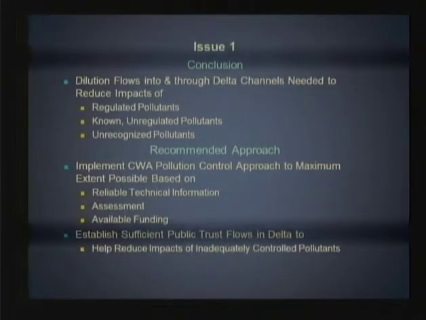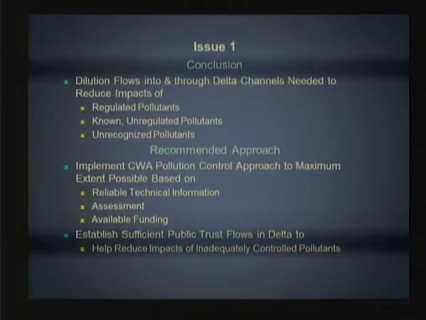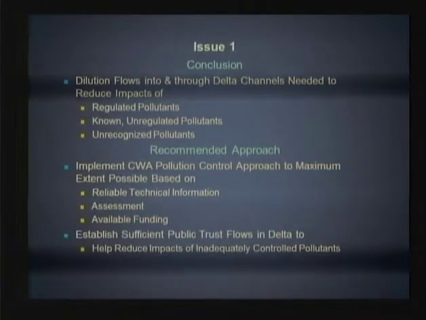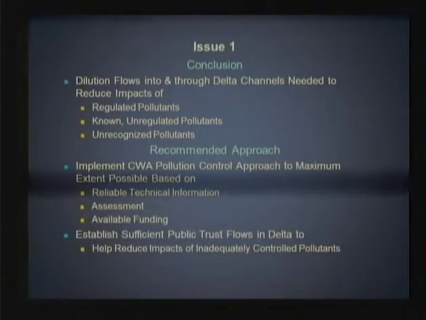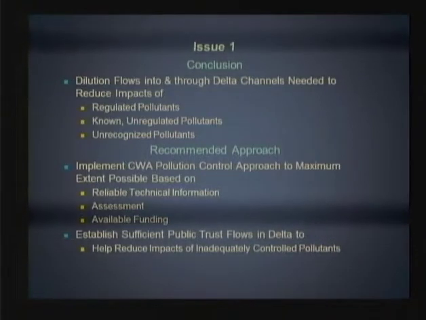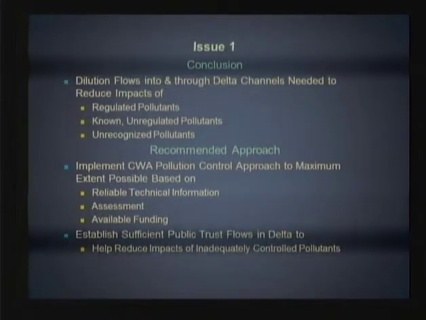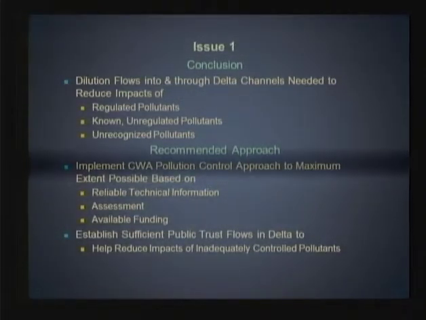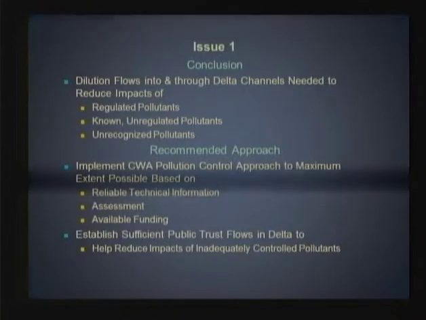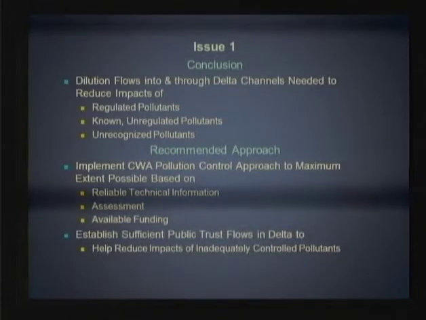So, issue one, conclusion. Dilution flows into and through Delta channels are needed to reduce the impacts of regulated pollutants, known unregulated pollutants, and unrecognized pollutants. Our recommended approach is to implement the Clean Water Act to the maximum extent possible based on reliable technical information, assessments, and adequate funding. And we need to establish sufficient public trust flows in the Delta to help reduce the impacts of inadequately controlled pollutants. This is basically dilution to solve the pollution problem, but it is real. You're not going to solve it through the Clean Water Act, for sure.